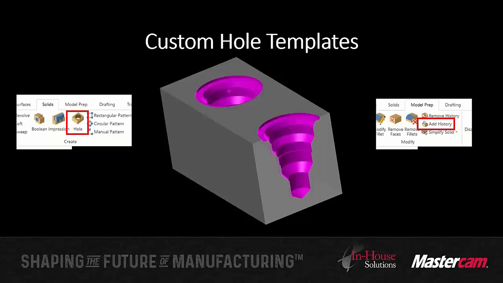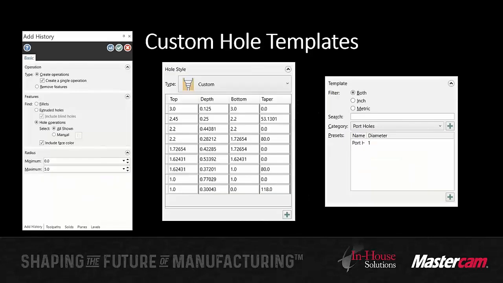So giving the ability to do this saves a lot of time in determining the individual depths and angles of all the various different features of that hole. As you can see here, what I did was add history to that hole, selecting it as a hole operation rather than extrusion or fillet or anything.